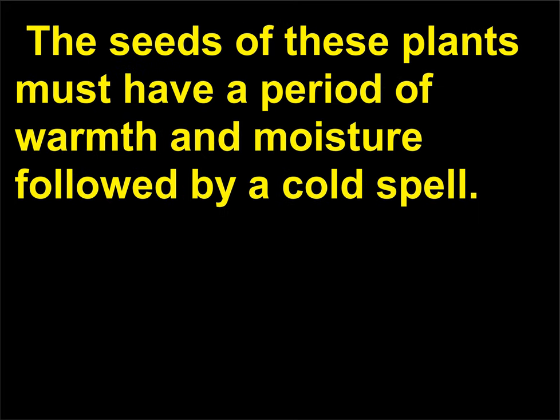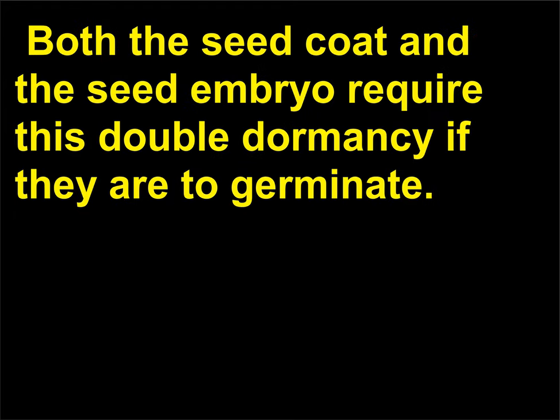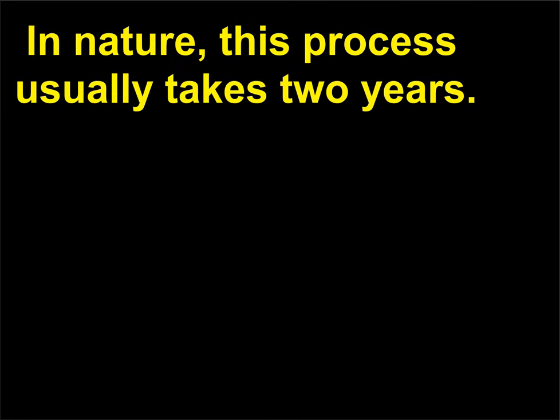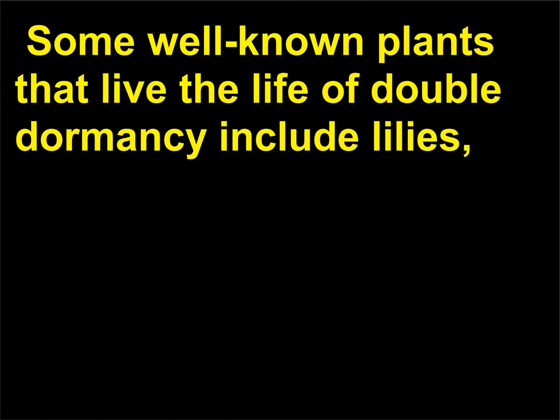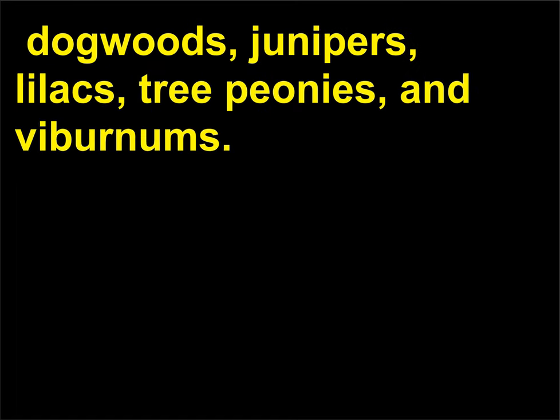The seeds of these plants must have a period of warmth and moisture followed by a cold spell. Both the seed coat and the seed embryo require this double dormancy if they are to germinate. In nature, this process usually takes 2 years. Some well-known plants that live the life of double dormancy include lilies, dogwoods, junipers, lilacs, tree peonies, and viburnums.